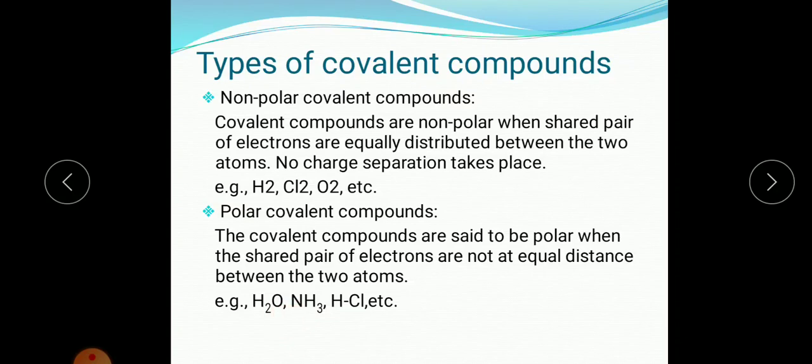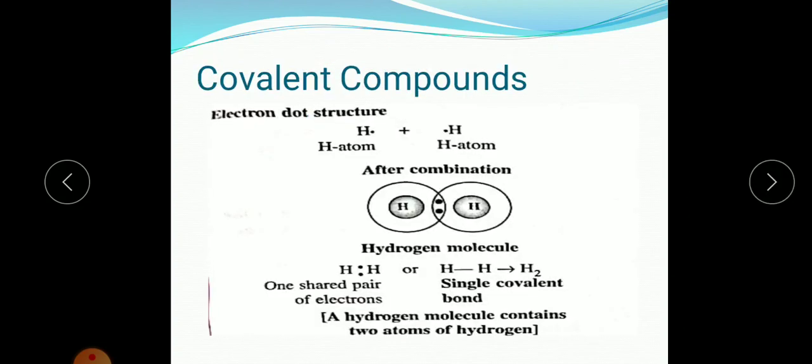In doing so, what will happen? The oxygen will now have a negative charge because of its electron pulling power, and hydrogen will have a positive charge. Because of these two positive and negative poles, they are called polar covalent compounds, and examples are water, ammonia and HCl.